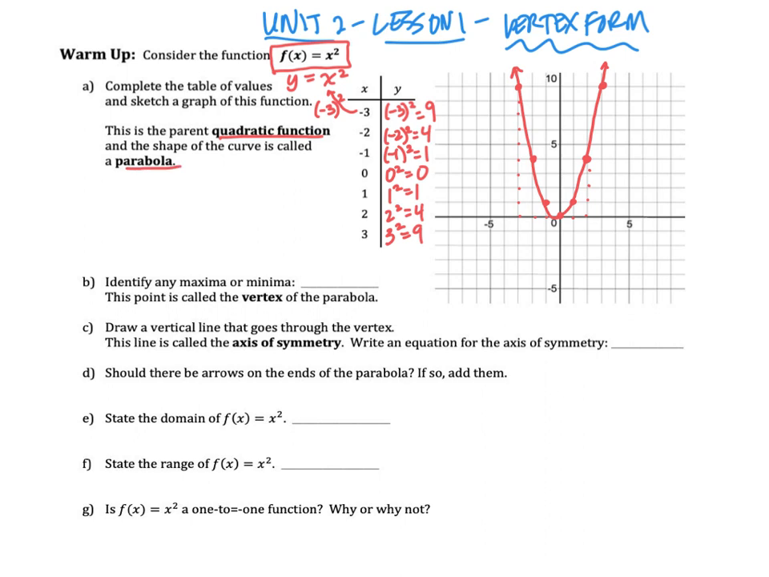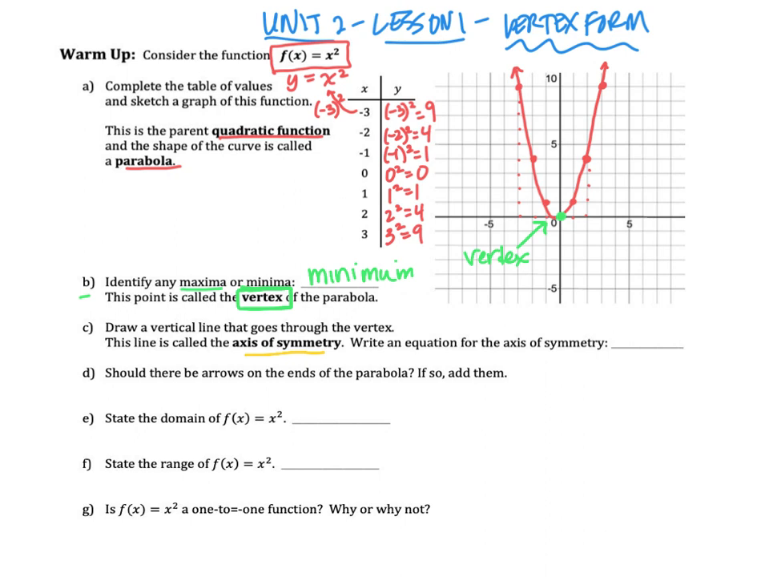Now, what do you notice about the parabola? Well, here are some things that we want you to notice. So does it have a maximum or a minimum? So hopefully you see right here, it does indeed. In this case, it has a minimum. And the maximum or minimum we call the vertex. So this point right here is called the vertex of the parabola.